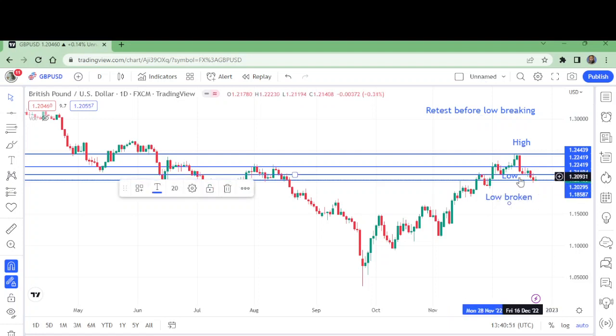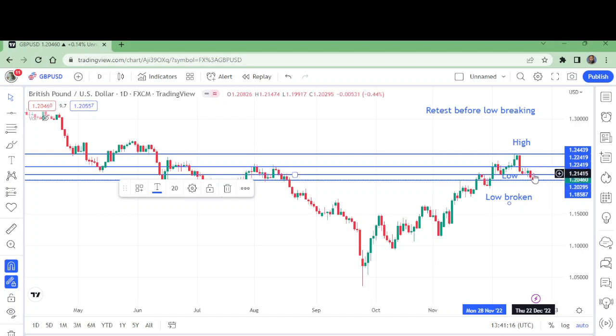This was the high of the market, this was the low of the market. The market went back, retested here and broke this low. So here the low has been broken and the market has touched this resistance, which created support.